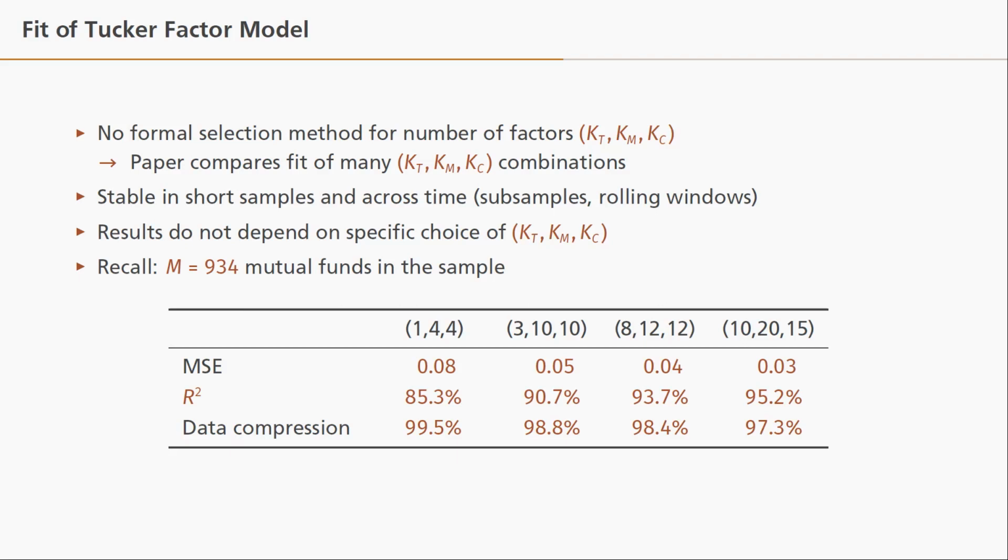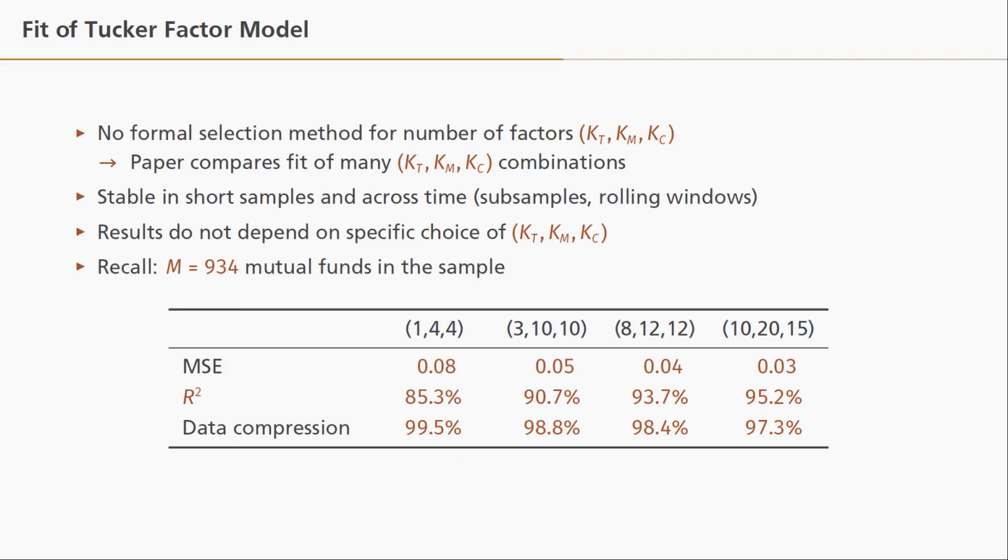Okay, so you can see that obviously the least parsimonious model has the highest error and the lowest R squared. Right, but even this model captures 85% of the data, and this goes up to 95% of the data. If you look at the data compression, in some sense we compare the degrees of freedom of the model to the total data sample size. This model here has a compression ratio of 99.5%, and even this model here is 97.3%.